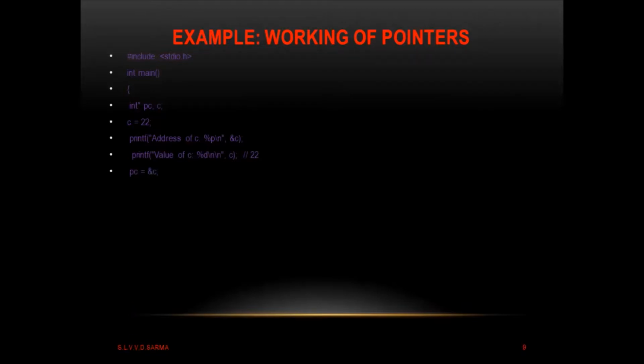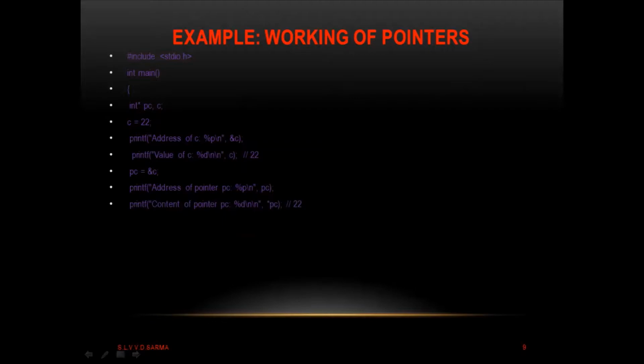So PC equal to ampersand C. Whatever address we get here, we assign to PC. Now what does PC contain? PC contains the address of C. If you print the PC value, that is the address held in pointer PC. What is the PC value? It holds the address of C. So what is the content of pointer PC?